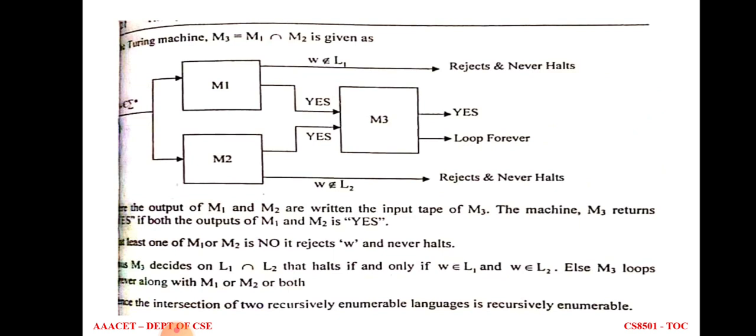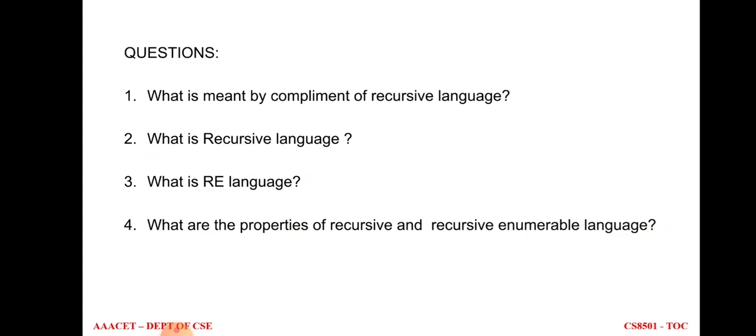If either of the Turing machines M1 and M2 does not accept the input string, then M3 does not accept the input string. The Turing machine M3 rejects the input string and goes into an infinite loop. So this is the concept. From this we can understand what a recursive language is, what a recursive enumerable language is, what the complement of a recursive language is, and what the properties of recursive and recursive enumerable languages are.